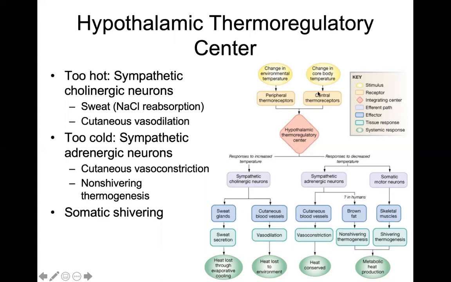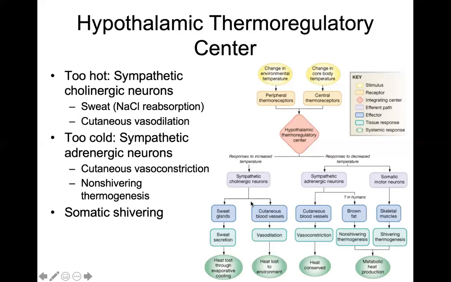Then changing core body temperature, that could be something along the lines of something inside being too hot or too cold, and that's a big problem too. So your body can deal with both of those things. It just does it in a different way. You either have peripheral thermoreceptors or central thermoreceptors. Those should be pretty easy to have memorized, right? Central coming from the center of your body, then it all gets pumped into the hypothalamus. So the hypothalamus will then send out all these different signals.